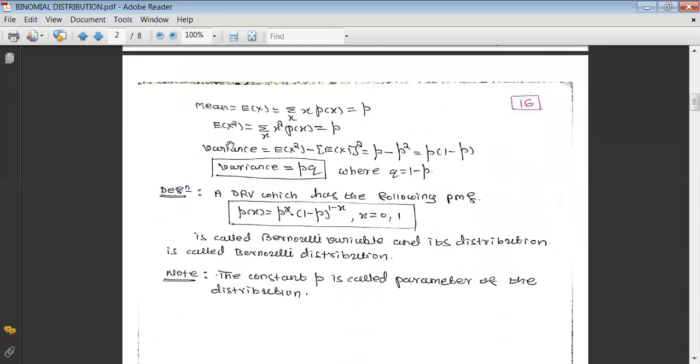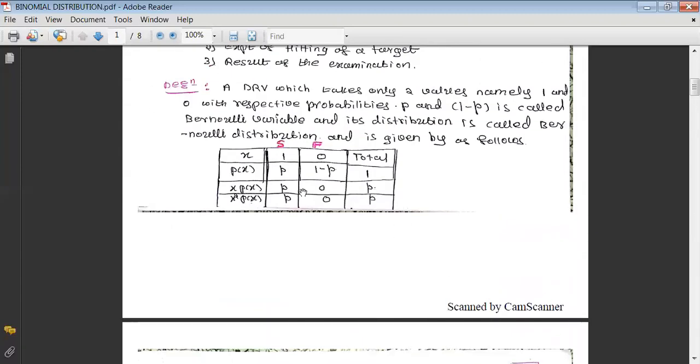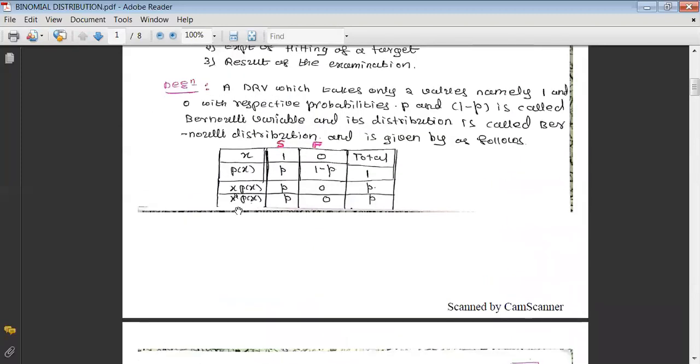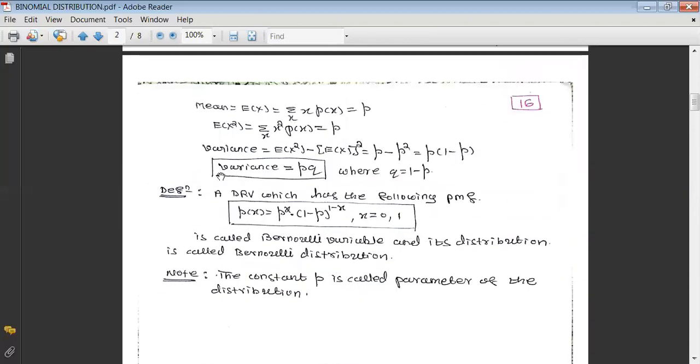Based on this, first let us calculate the expected value of x, that is the mean. Mean is given by the summation of x into p of x, and once you get the total, its value is going to be p. Let us go for the expected value of x square, which is given by the summation of x square into p of x. Again, its value is going to be p. Therefore, variance is given by the expected value of x square minus the expected value of x whole square. The expected value of x, that is the mean, is p. The expected value of x square is p. So it is p minus p square; if you take p common, that will be p times 1 minus p.